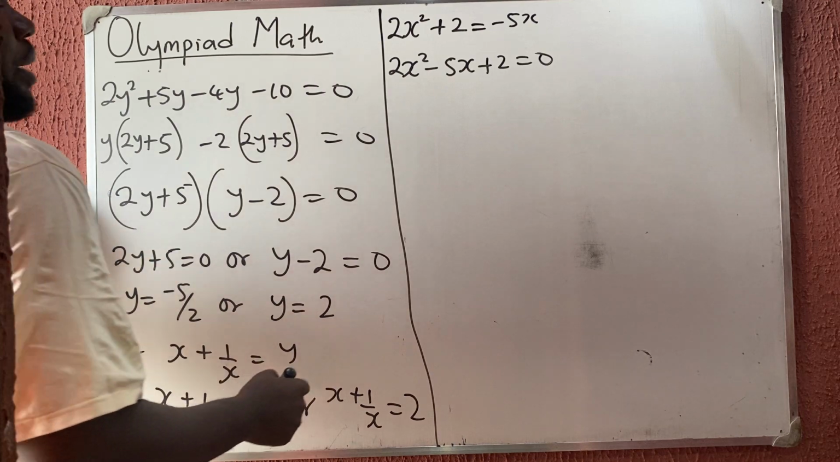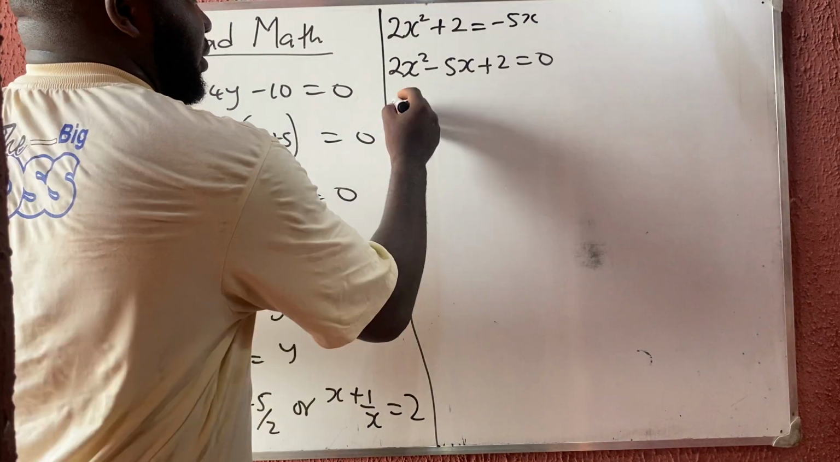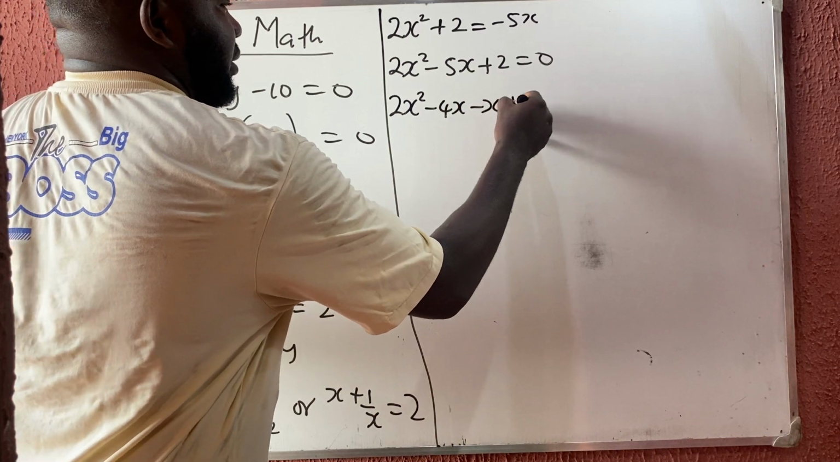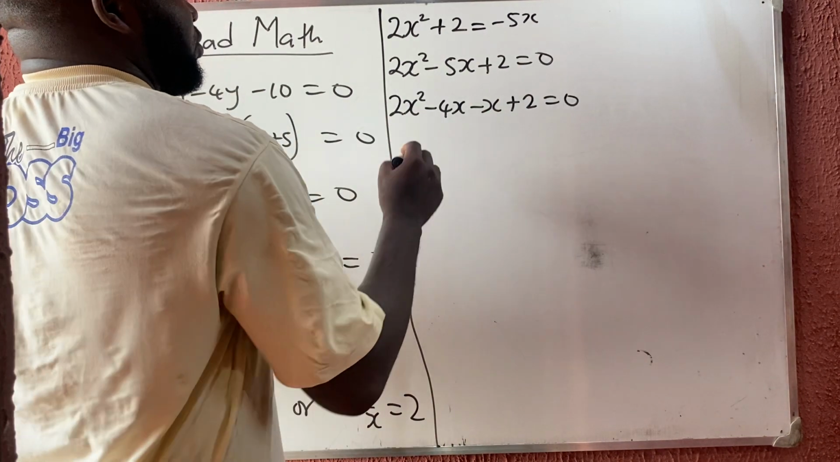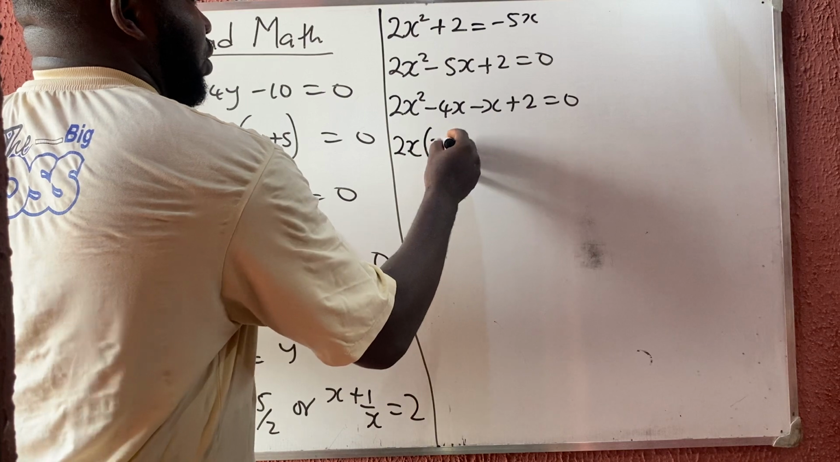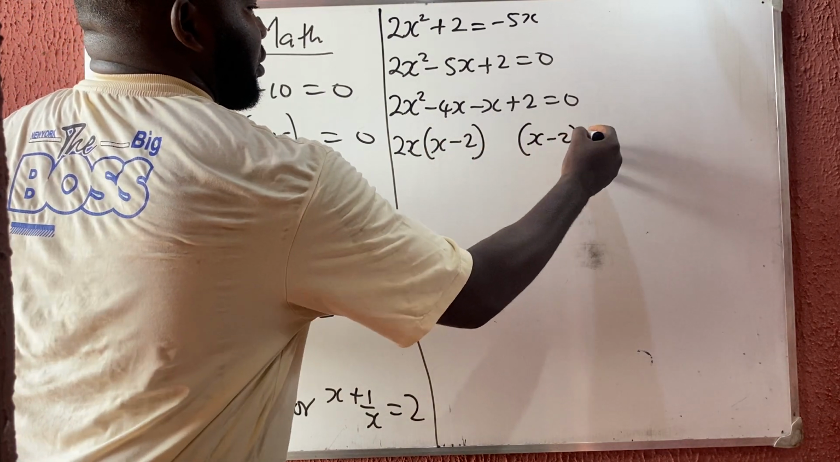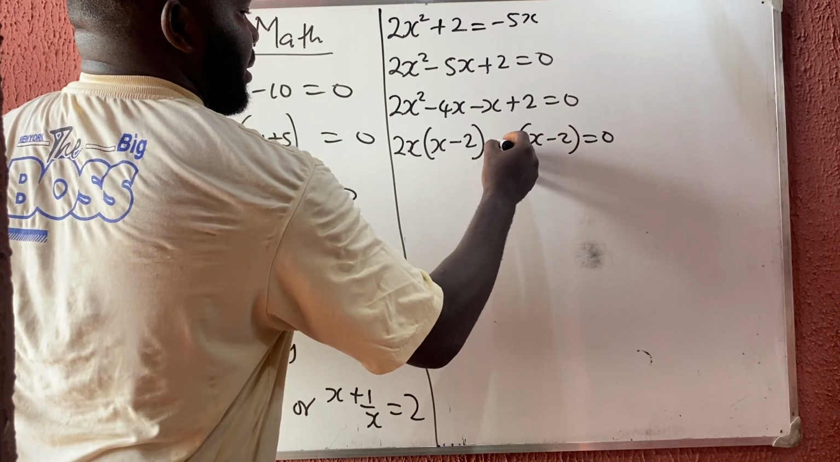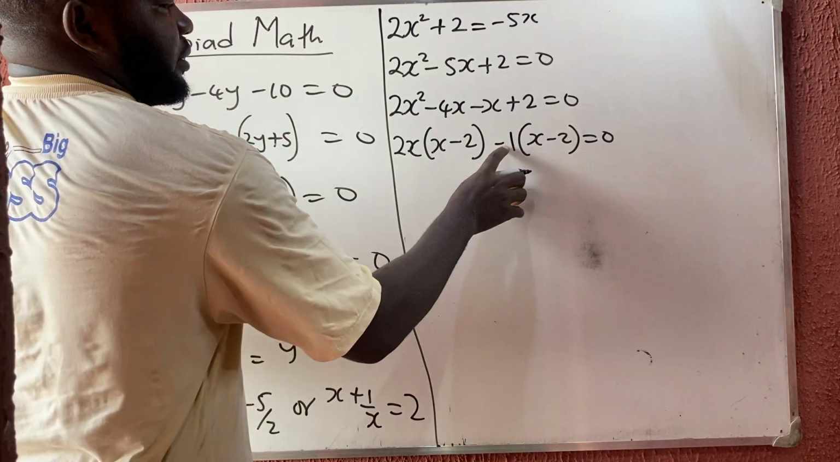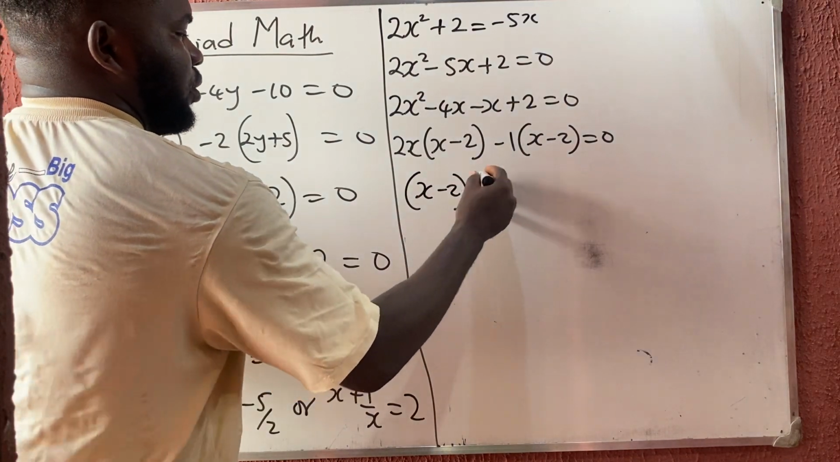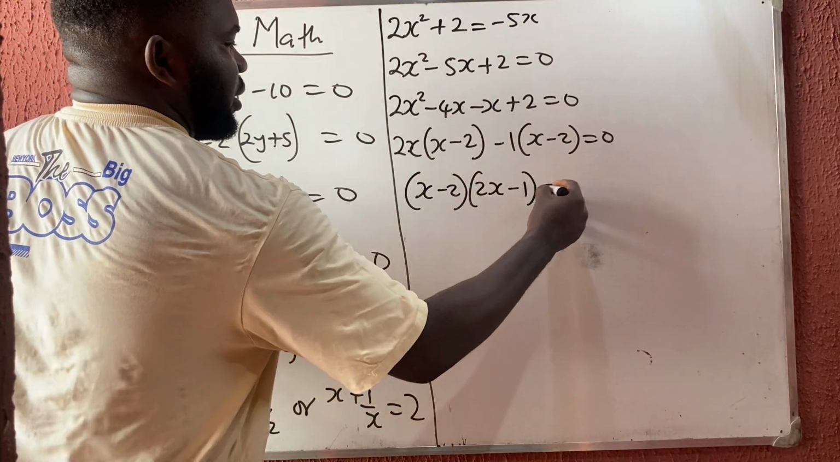This is factorizable. I'm going to use 4 and 1. So this is 2x squared minus 4x minus x, then plus 2 is equal to 0. So this is 2x into x minus 2, right? Then x minus 2 is equal to 0. I'm left with minus 1. Okay, so this time this is giving me this, this time this is giving me this. So I'm left with x minus 2 and 2x minus 1 is equal to 0.